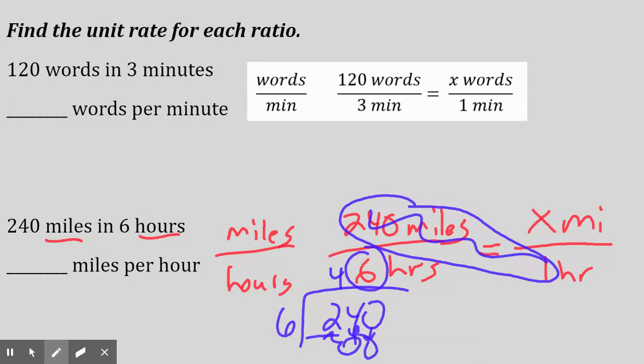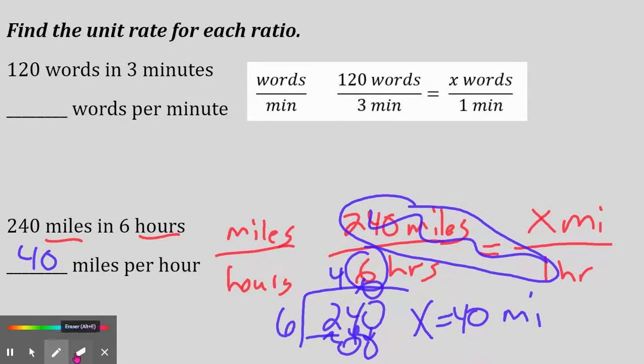Bring down my zeros so it can go into 0, 0 times. Sorry guys, I ran out of room. So I would get x equals 40 miles. So we would say our unit rate is 40 miles per hour. All right, so hopefully you have this written down because now we are moving on. If you don't, remember, pause the video.